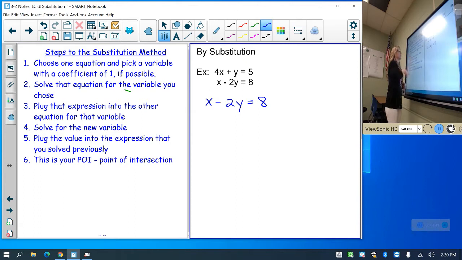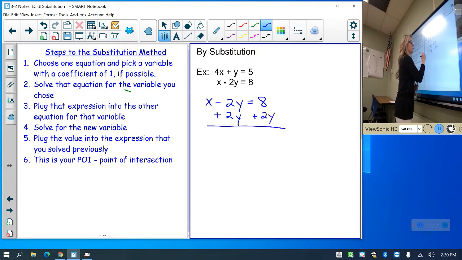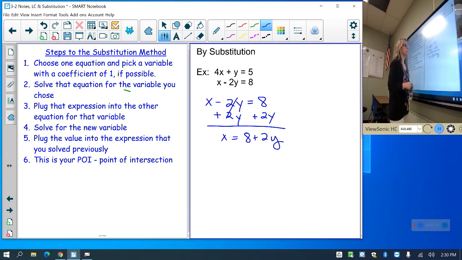Step 2 says we're going to solve the equation for the variable we chose. Well, we chose x because it has a coefficient of 1. So I'm going to add 2y to both sides to solve for that variable. So I have x equals 8 plus 2y. Now, here's where step 3 comes in, the substitution part. Plug that expression into the other equation for that variable. And here's what that means.